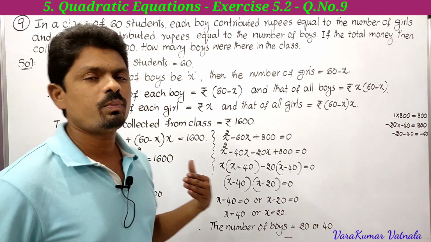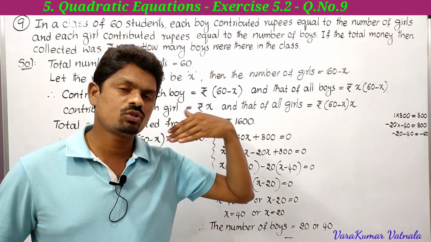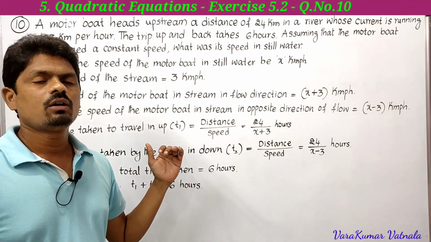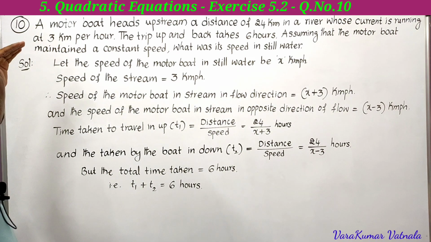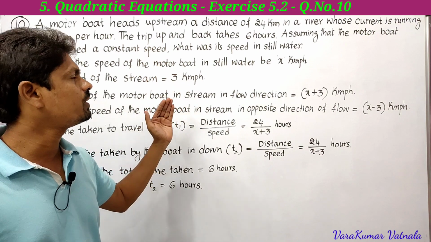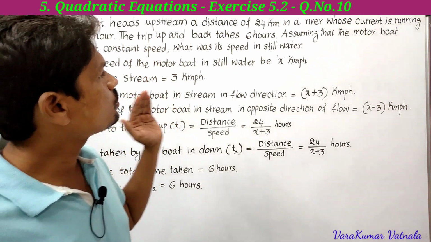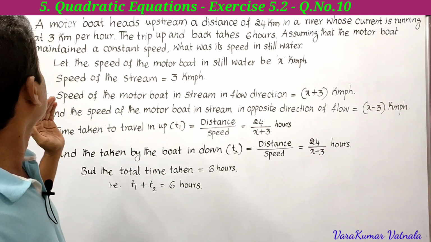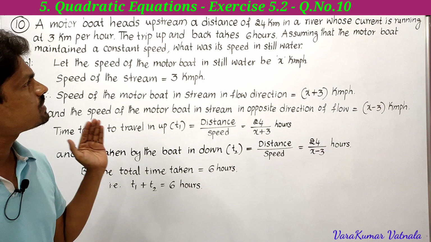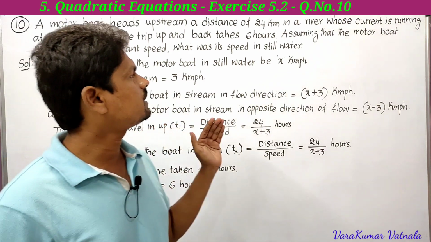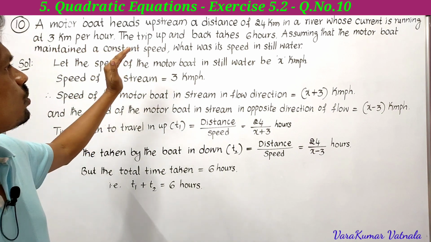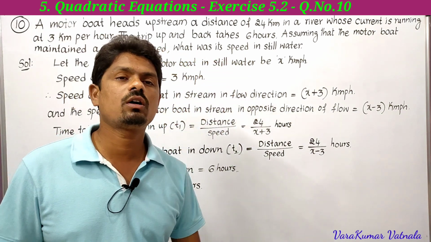So this is the 9th problem in exercise 5.2. Next we have to solve the 10th problem. This is the 10th problem in exercise 5.2. See here what he has given. A motor boat heads upstream a distance of 24 kilometers in a river whose current is running at 3 kilometers per hour. The trip up and back takes 6 hours. Assuming that the motor boat maintained a constant speed, what was its speed in still water?